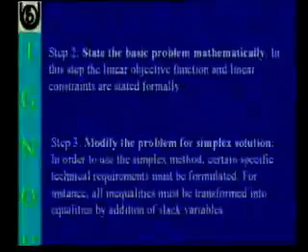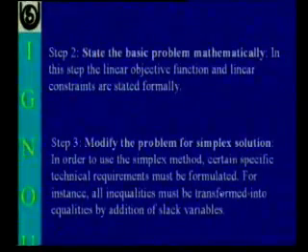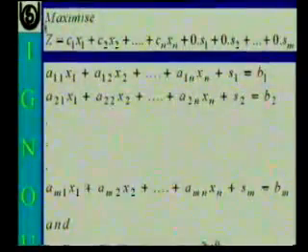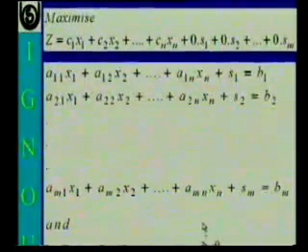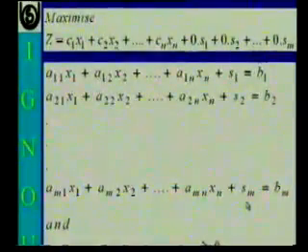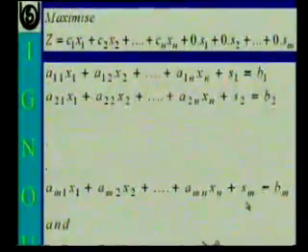Step 3: modify the problem for simplex. In this, all the inequalities must be transformed into equality sign by addition of slack variables. Since we are taking the maximization problem, we are only considering the slack variable. Now here we have the total mathematical model, that is Z equals c1x1 plus c2x2, and these are the slack variables which we have added. Now these are also added in the constraints s1, s2 and up to sm. These are the m number of constraints.